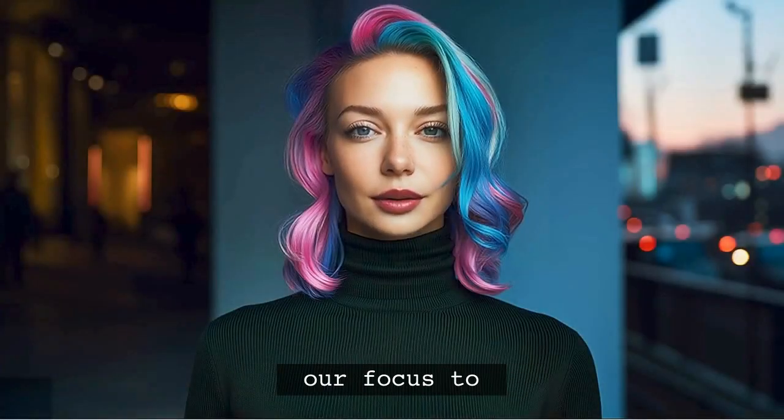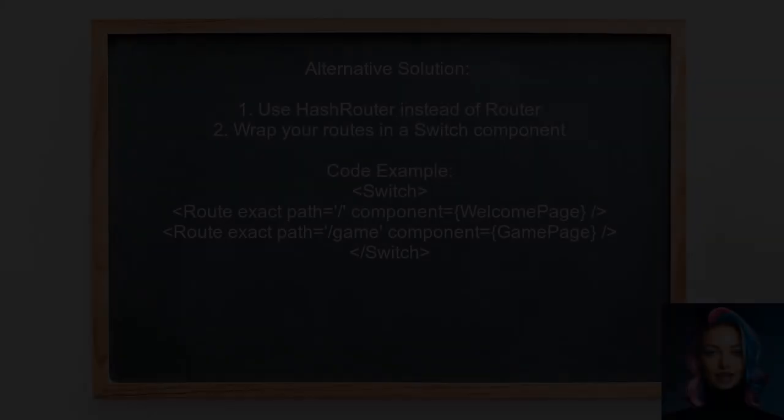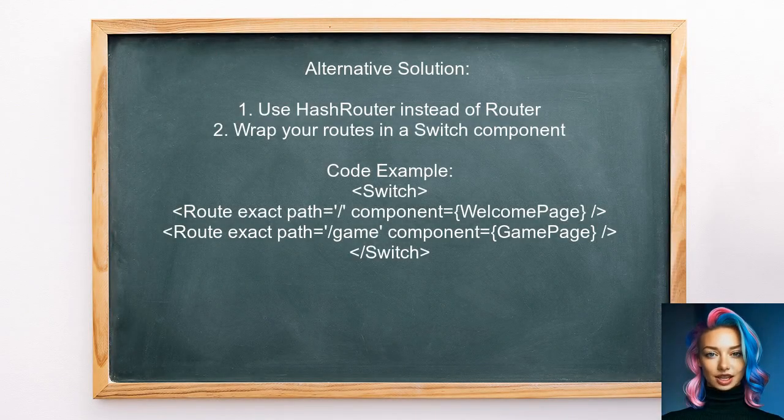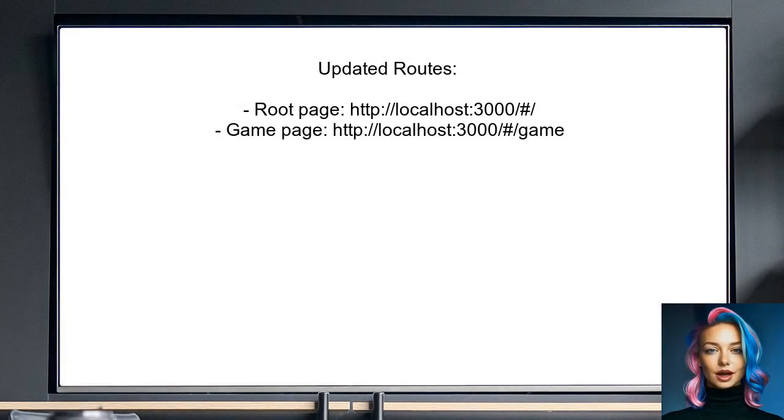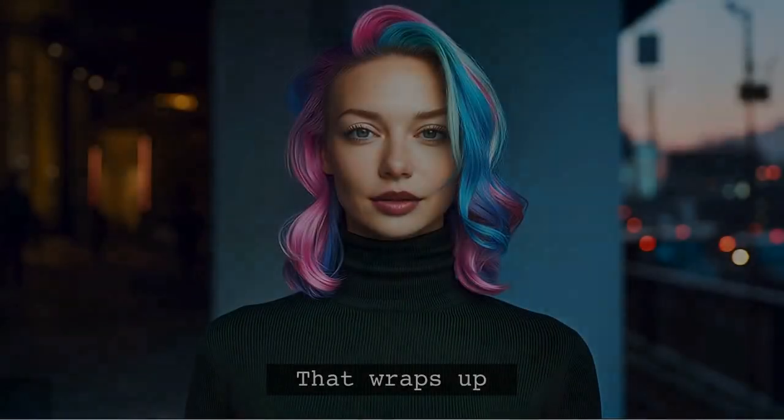Now, let's shift our focus to a different response. One alternative solution is to consider how you're using React Router DOM. If you're encountering issues, it might be because your routes require special handling. Instead of using the standard router, try using HashRouter. This will allow your application to generate individual HTML files for each route. With this setup, your routes will change to include a hash in the URL. For example, the root page will be accessed at http://localhost:3000/ and the game page at http://localhost:3000/#/game. That wraps up that answer.